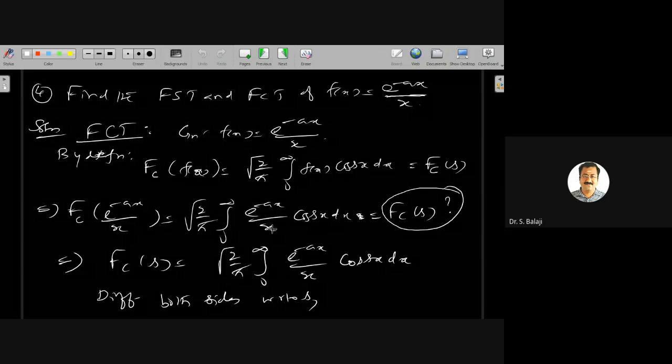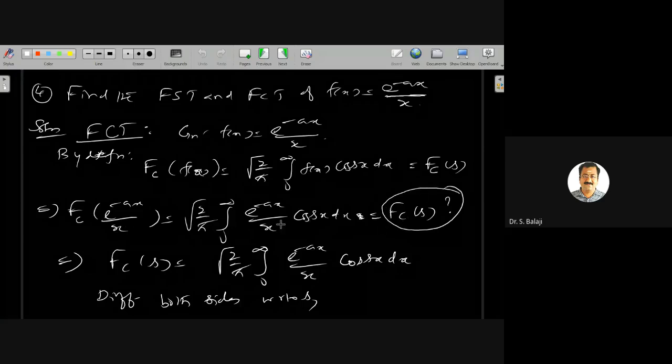But you have an extra x in the denominator. If you remove this x, you can get a somewhat easier way to evaluate the integral. To remove this x from the denominator, differentiate both sides with respect to s. You don't know this function, F_c(s); that is only what we require here. You have to identify what F_c(s) is, the Fourier cosine transform, and that is not this one.